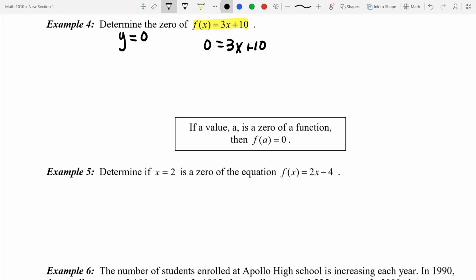In your head, move the 10 over. So that gives me 3x equals negative 10. If you write negative 10 equals 3x, that's totally fine. Okay? Divide by 3, you get x equals negative 10/3. Now, I have a question. Should I write that as x equals negative 10/3, or should I write it as an ordered pair? Sometimes I write it as an ordered pair, and sometimes I write it as x equals. Someone tell me how I should write this.